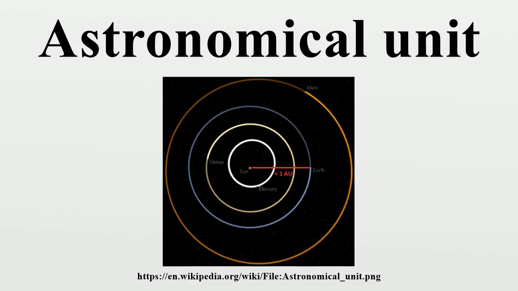The astronomical unit is used primarily as a convenient yardstick for measuring distances within the solar system or around other stars. However, it is also a fundamental component in the definition of another unit of astronomical length, the parsec.